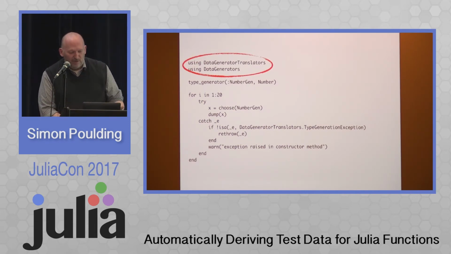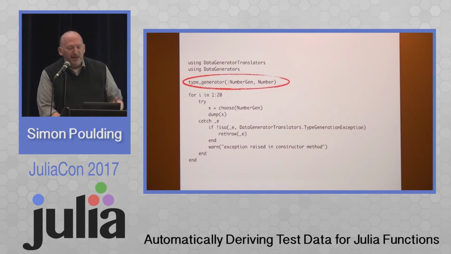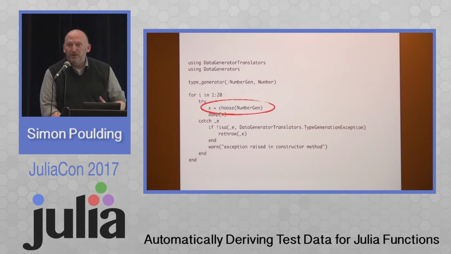So first of all, I'm going to include the packages. Then this is the key step, which is the call to type generators, a call into the data generators translators package, and it says, starting from the type subtree from number, give me a generator called numberGen. And then in the loop, I'm going to call it 20 times. I'm going to choose from numberGen, which just chooses a random number from that. So this is what I want to demo.